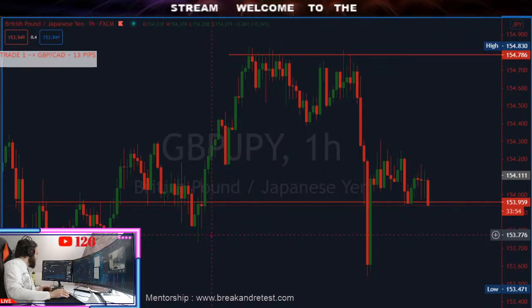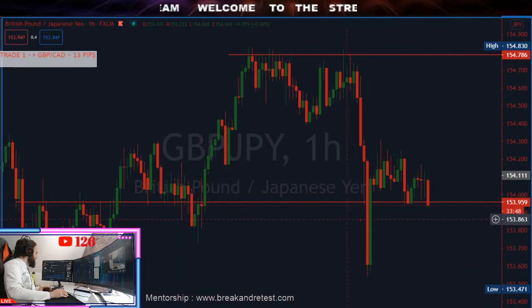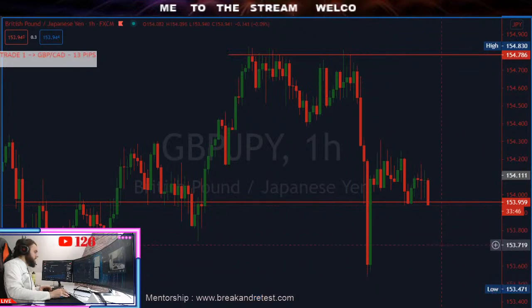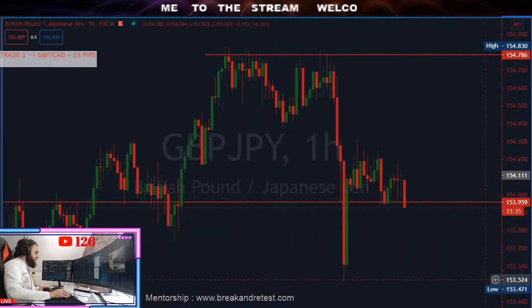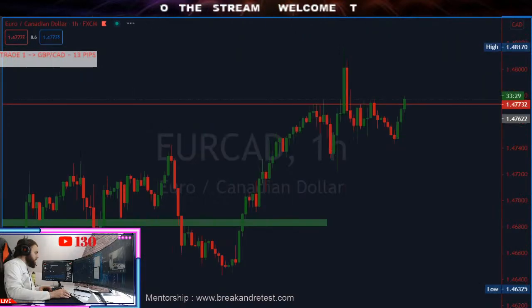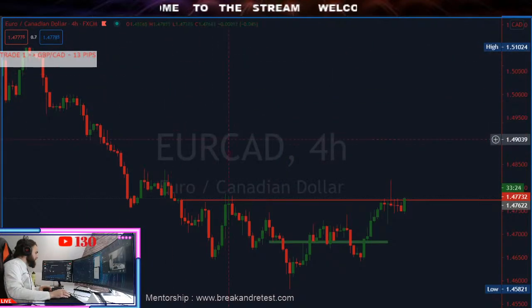CHF JPY made a nice support on the 1 minute chart, got in at a good time. Just got stopped out. I have no idea what you're talking about, my friend. What are you trading on CHF JPY on 1 minute? CHF JPY doesn't move enough to trade it on 1 minute at all. I mean, it doesn't move enough to trade it on one hour sometimes, let alone on 1 minute.